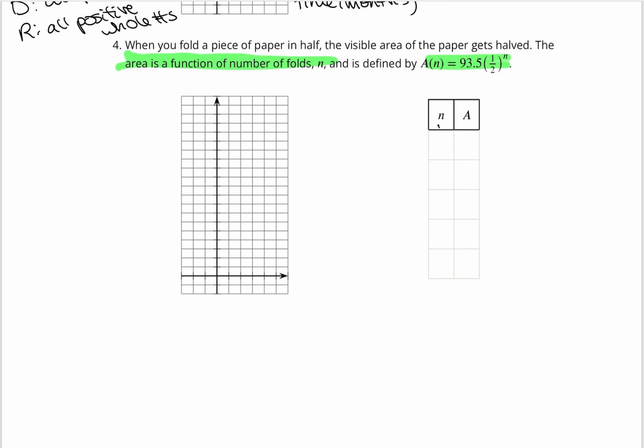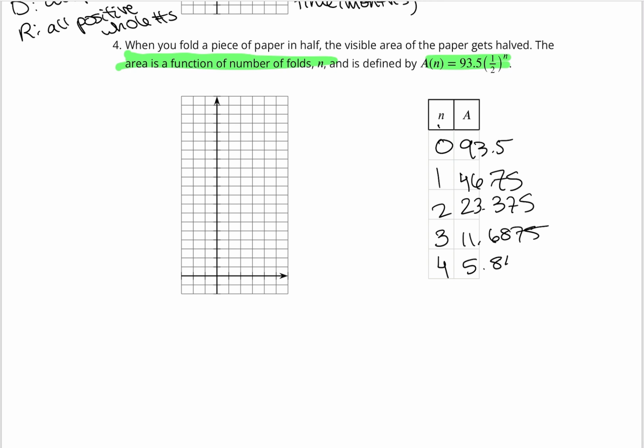So I'm going to go ahead and use my same values for input, just to keep it easy. If I have made 0 folds in the paper, my area is 93.5 inches. Actually it doesn't tell me inches, but I know that it's inches, because the paper is 8.5 by 11 inches, right? After I fold it one time, that area has been cut in half, and it's 46.75, and then cut in half again, and continue cutting in half. After 4 folds, my area of paper is down to just 5.84 inches.